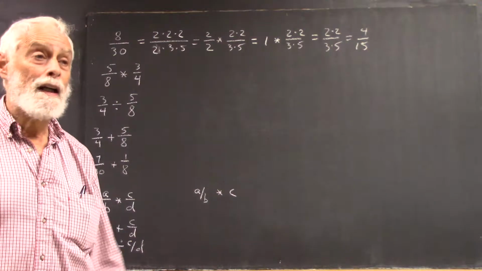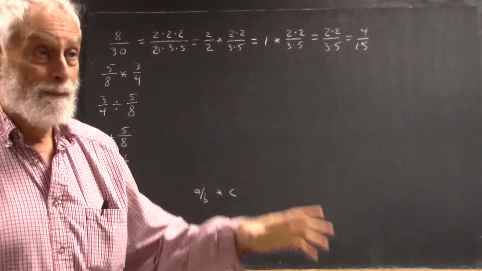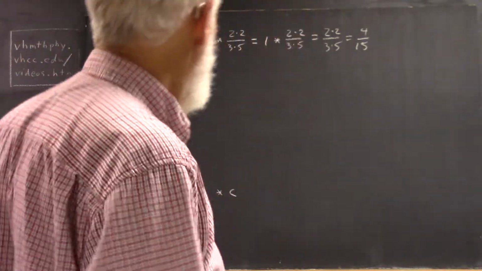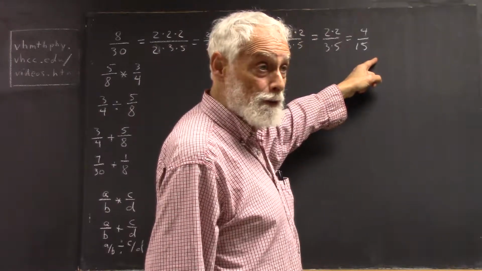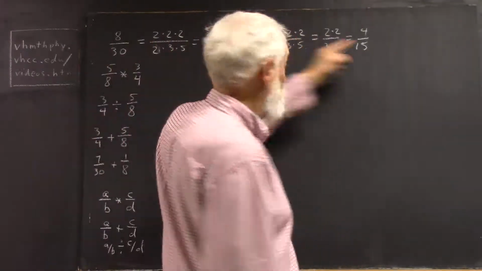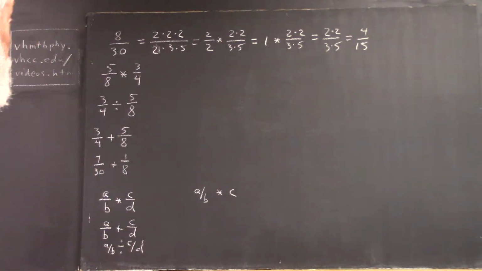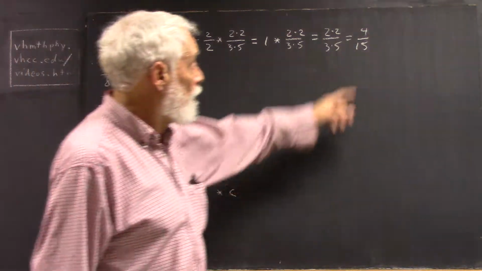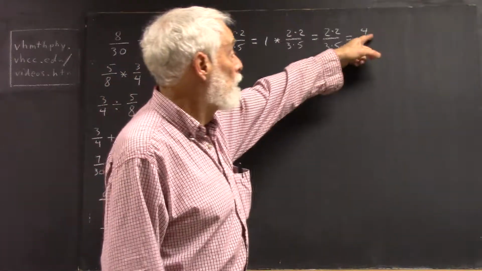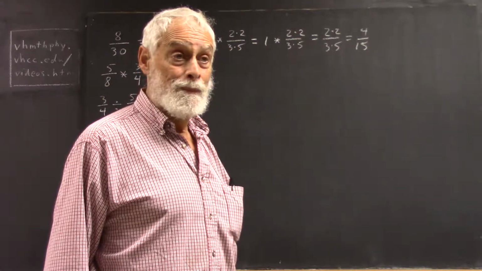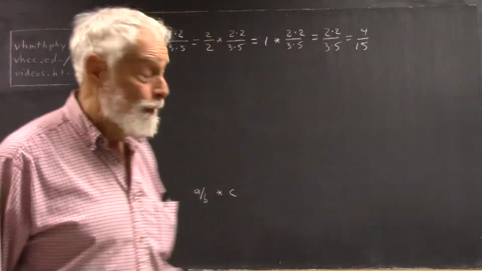Now, I'm sorry? You said that's why that equals 4 over 15? Well, because 2 times 2 is 4 and 3 times 5 is 15, right? But this whole sequence of steps is how we establish that 8 over 30 is 4 over 15, and that also ensures that this is in lowest terms. So we don't have to worry about whether it's in lowest terms or not.